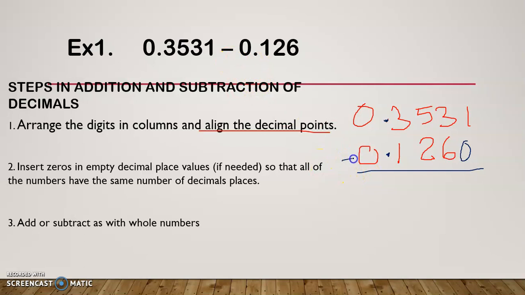The operation is subtraction. 1 minus 0, that is 1. 3 minus 6 cannot be, so let us borrow 1. This becomes 4, and this becomes 13. 13 minus 6, that is 7. And then 4 minus 2, that is 2. And then 2. The important thing is you just have to bring down the decimal point here. And then 0 minus 0, that is 0. So the difference between 3,531 10,000s and 126 thousands is just 2,271 10,000s.